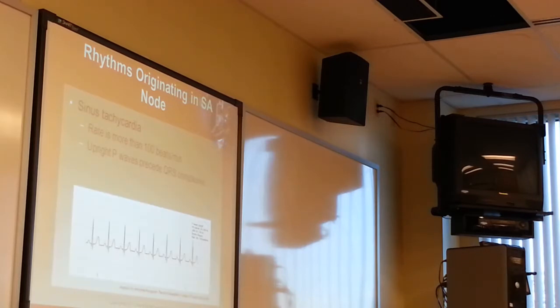Okay, sinus tachycardia. Rate is more than 100. Upright P preceded by QRS complexes. Do you see anything that's irregular other than it's a faster heart rate, other than a faster rhythm? Nothing's really changed, right? You still have P with QRS, QRST, and everything's the same. It's just getting faster.